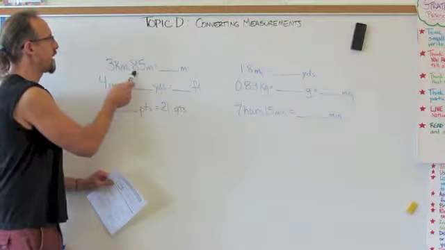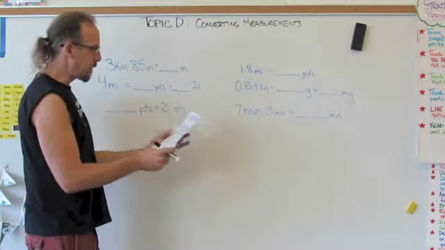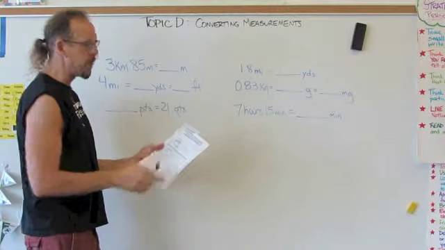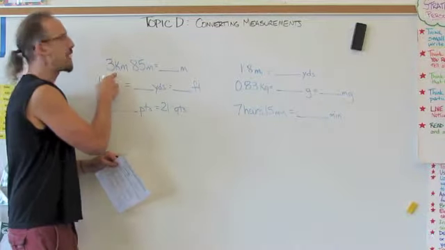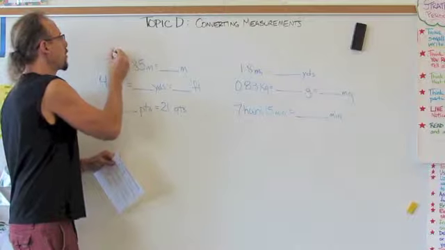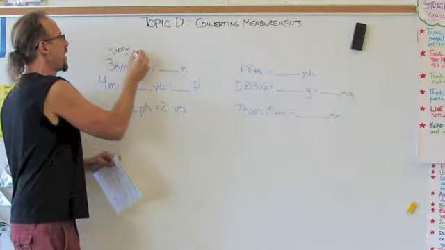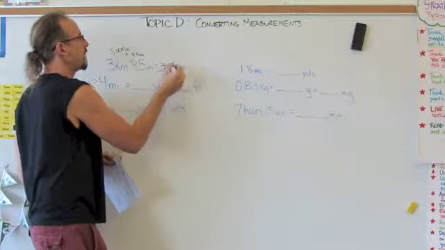3 kilometers and 85 meters is how many meters? They're going to need to be able to look on their reference sheet and see that a kilometer is equal to 1,000 meters. So if 1 kilometer is 1,000 meters, then 3 kilometers would be 3,000 meters, plus this 85 meters, and that would be 3,085 meters.